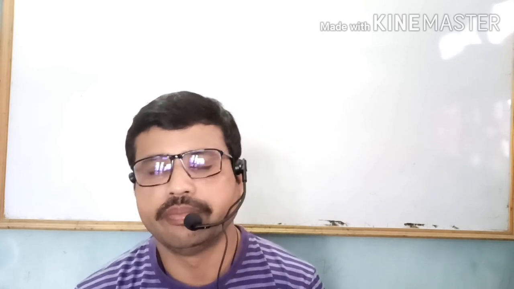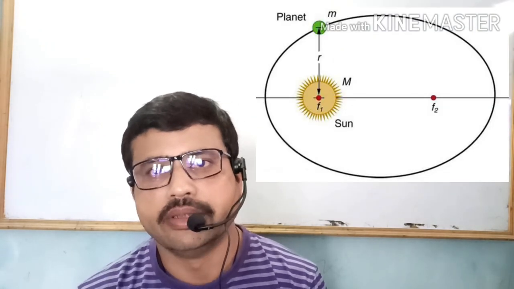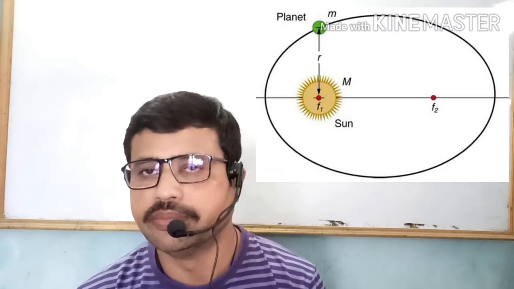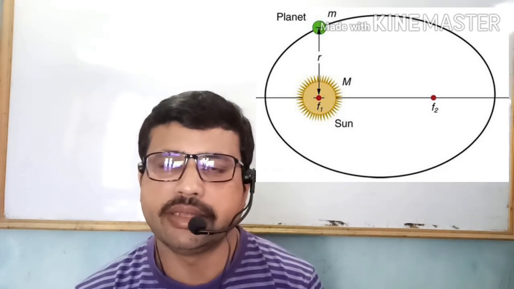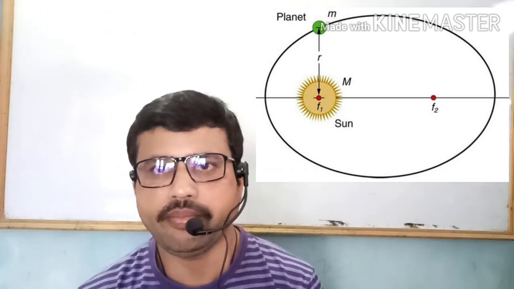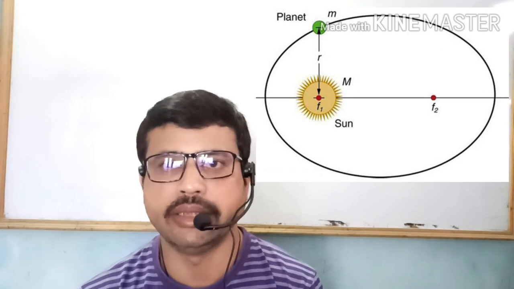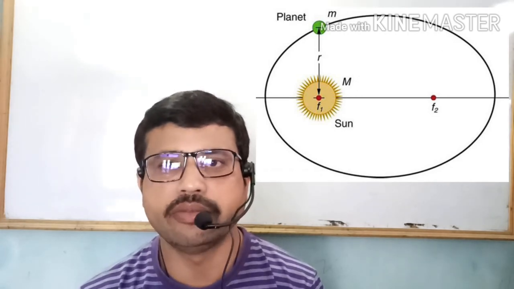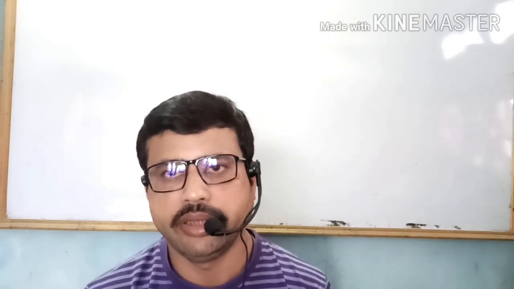What is an ellipse? As you have learned, every planet moves around the sun. Basically, if I say the complete language, it will be something like this: every planet moves around the sun in an elliptical manner, taking the sun at one of its foci. So what is this elliptical shape? This elliptical shape, that's what I am going to discuss today.